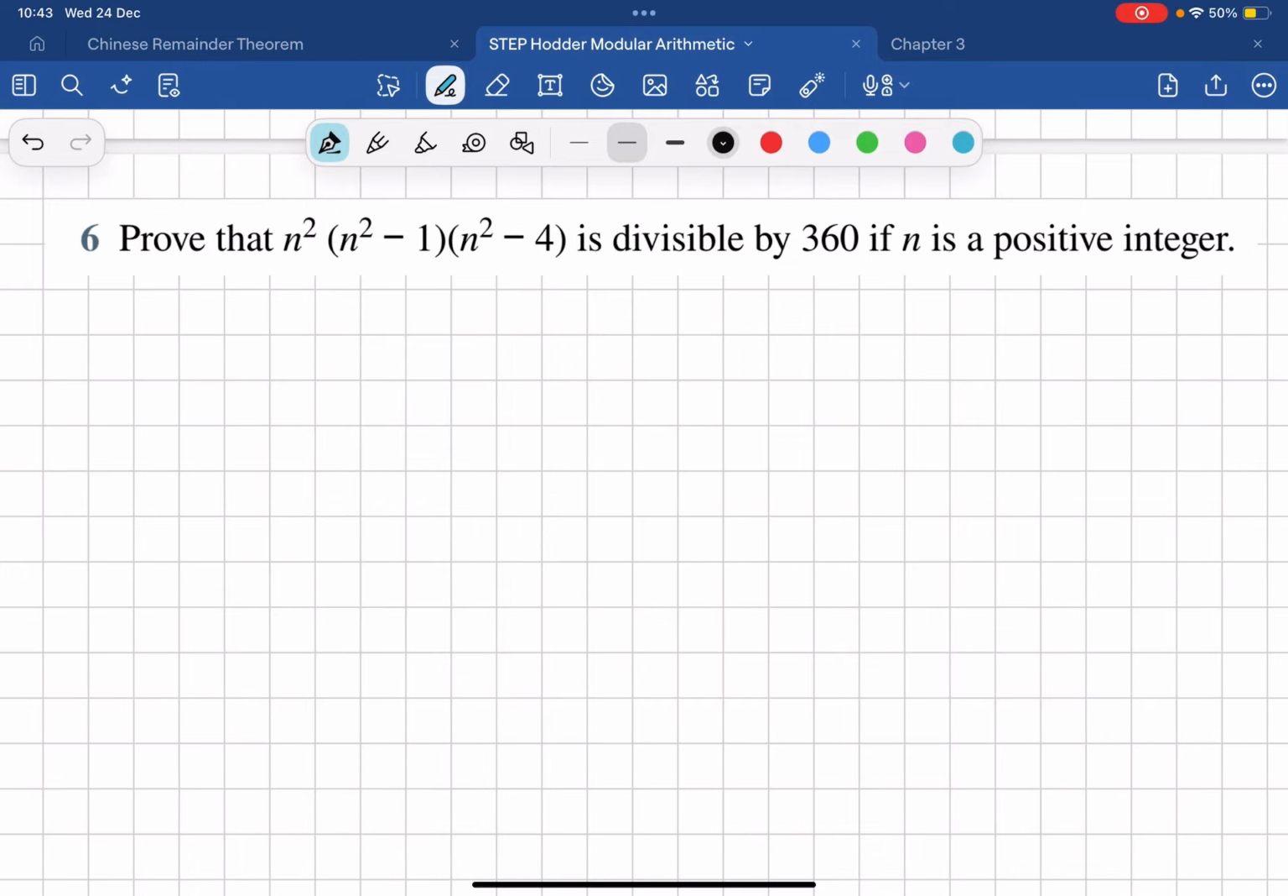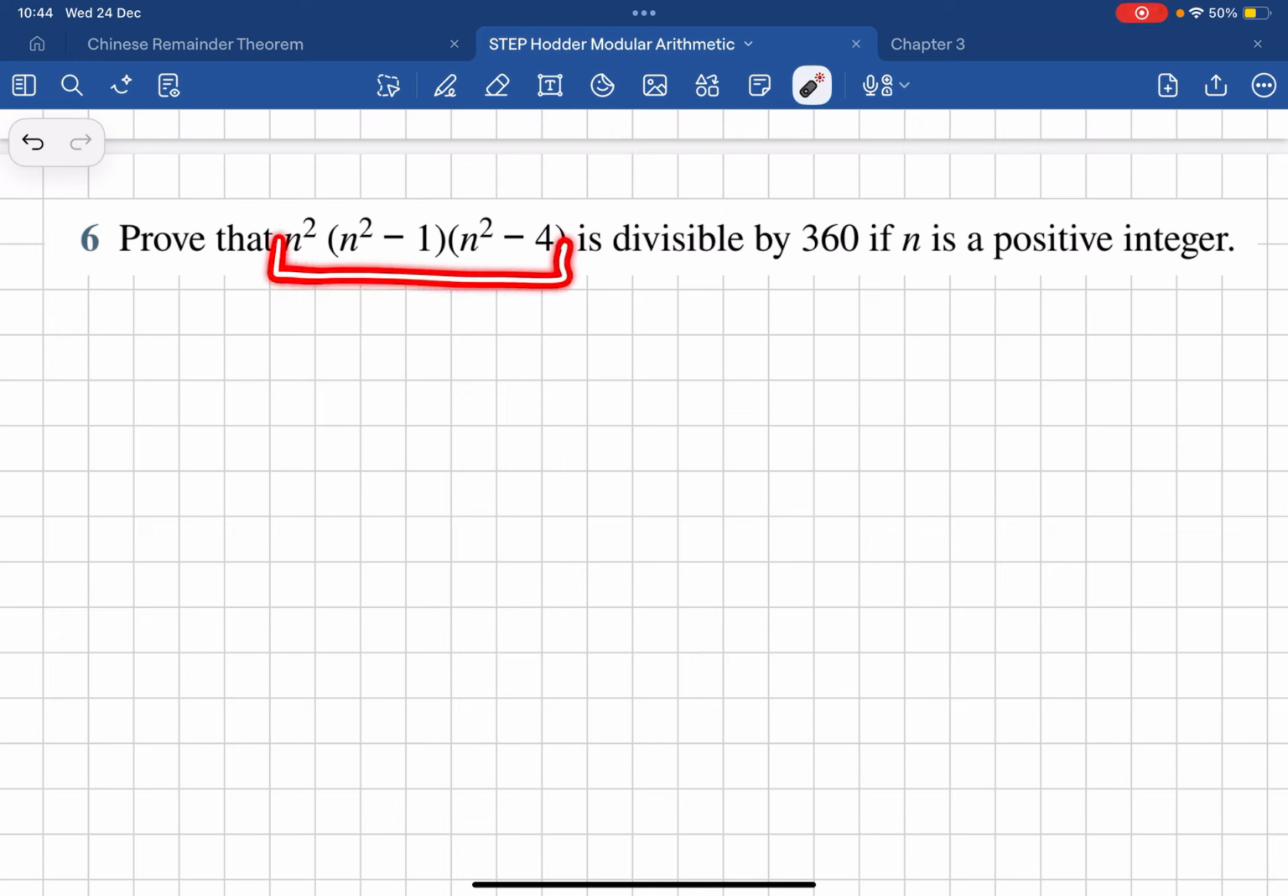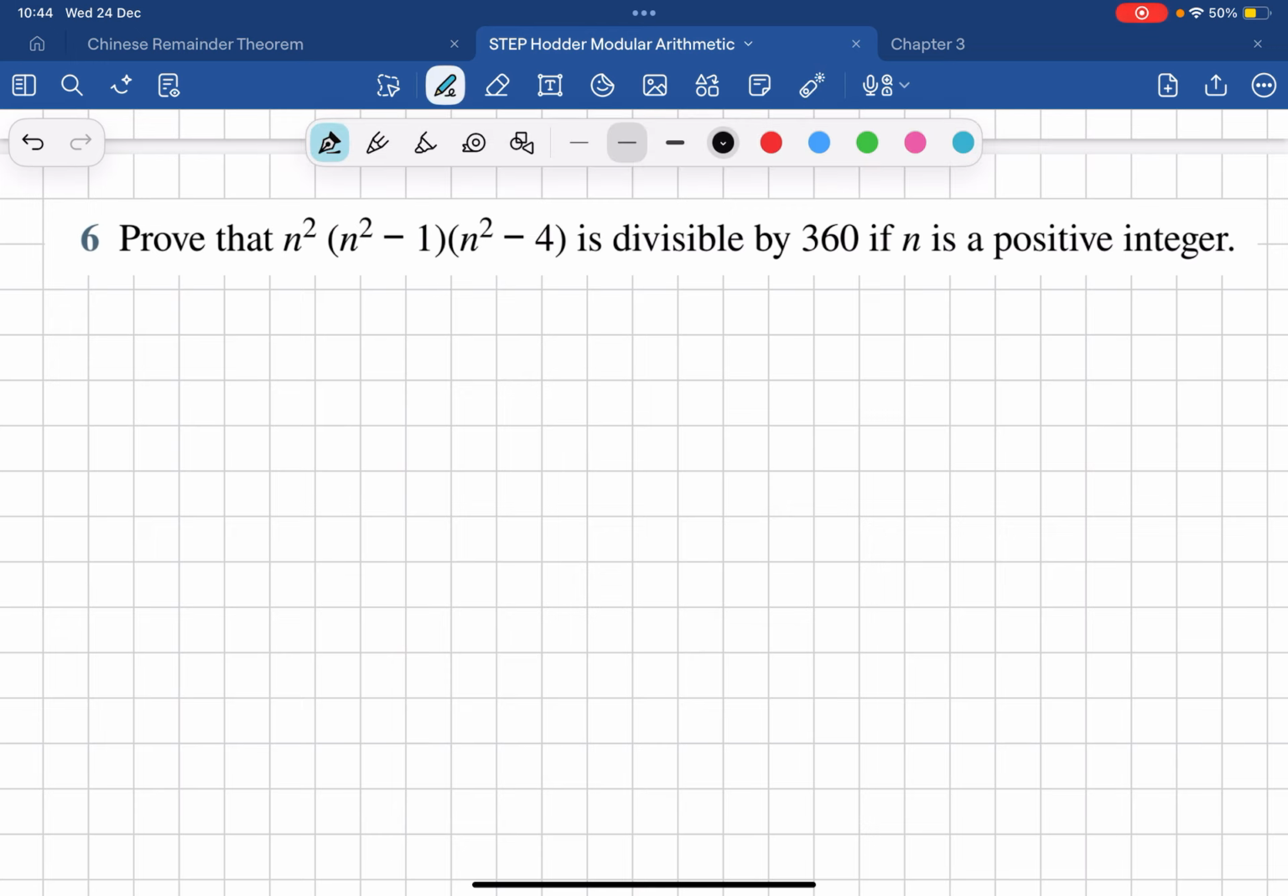Alright, today we've got an interview style question that reads: prove that n squared times n squared minus 1 times n squared minus 4 is divisible by 360 if n is a positive integer. So what we're saying is that our expression here is a multiple of 360. Now how do we show this?